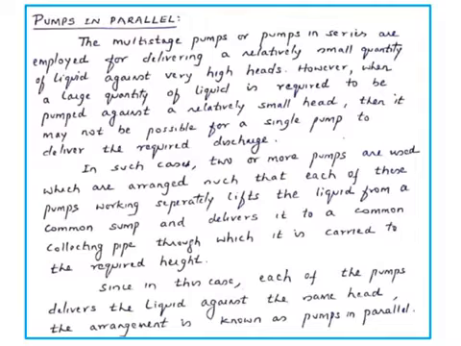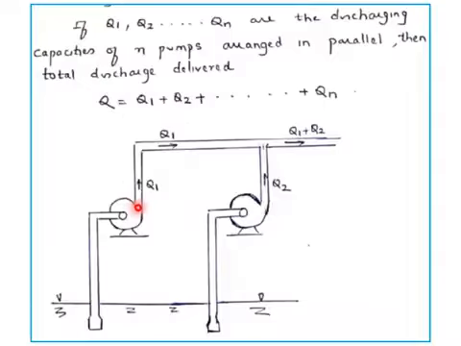In such cases, when two or more pumps are arranged in parallel, each pump works separately and lifts the liquid separately from a common sump, and delivers the liquid to a collecting pipe. And then it will be taken to the required height. So in each of these cases, the pump is delivering the liquid against the same head, and so this arrangement is known as pumps in parallel.